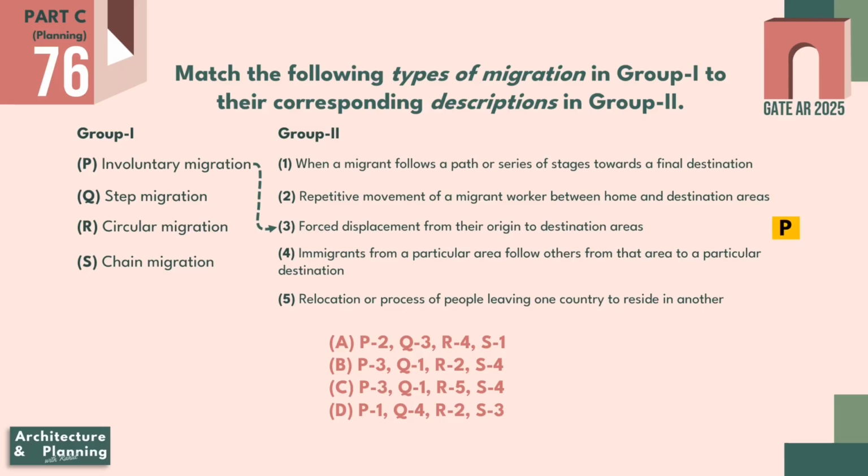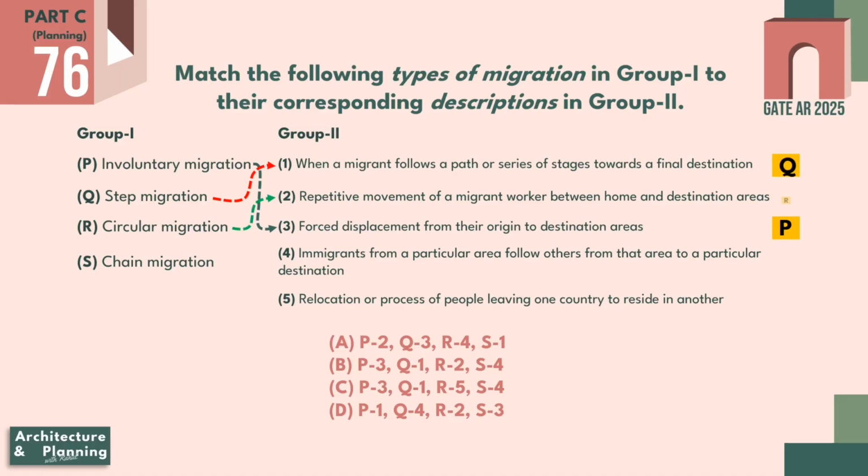Next is step migration, which refers to a migration pattern where an individual moves in stages before reaching the final destination. So 1 is the definition of Q. R is circular migration, which refers to repetitive migration movement of an individual from their country to another country, more often due to employment opportunity.